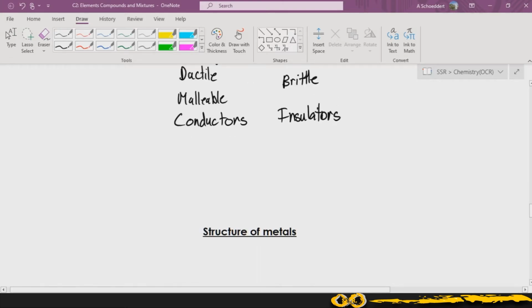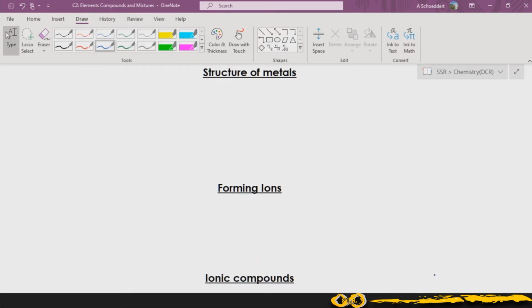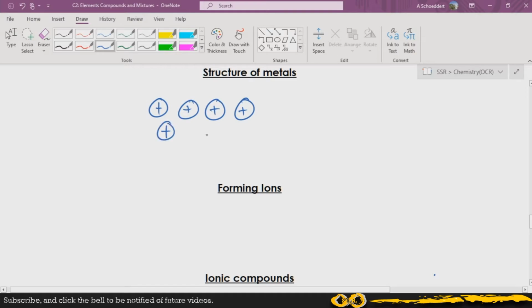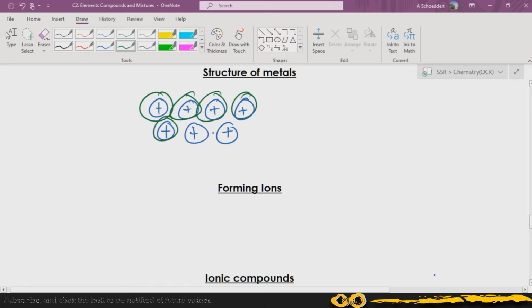The properties that metals have are because of the structure that the metal has. If you picture the nucleus of a bunch of different metal atoms, you'd see that you've got the positive nuclei arranged in regular rows, and then around each of these, if we just draw the outer shell, you'd have space for electrons. The electrons of a normal atom would be stuck in their outer shell, but with a metal, we say that they are delocalized.